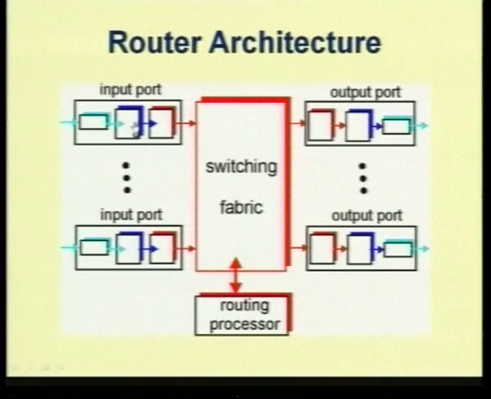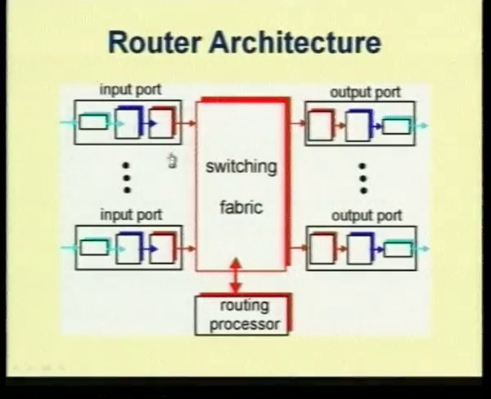Now the packets coming in on these different ports would have the destination address in the headers of these packets, and by looking at the destination address, the switching fabric and this routing processor will determine on which output port it has to be sent out.